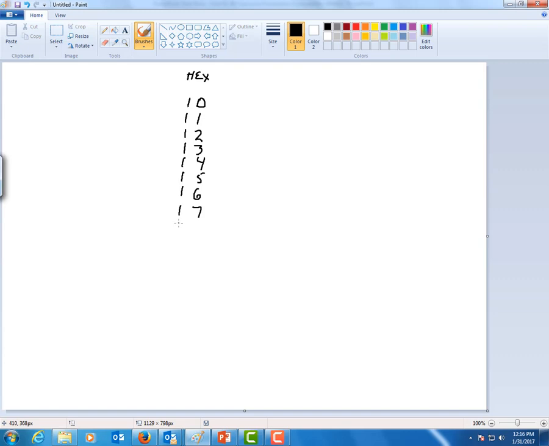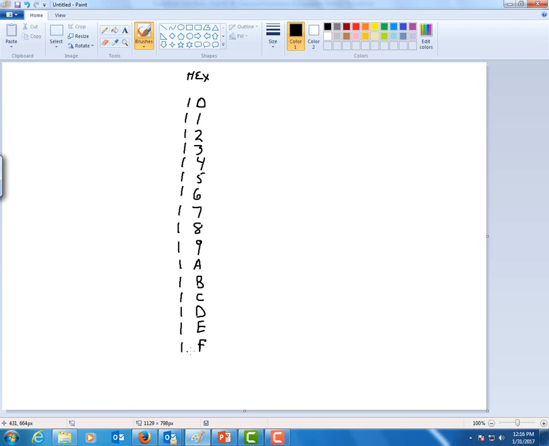And what do we have? 1, 8, 9, then what? 1A, 1B, 1C, 1D, 1E, 1F. Now what's the next number? I should make that a regular F there, right? What's the next number?